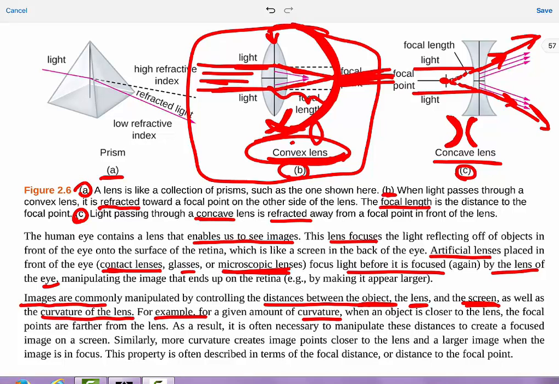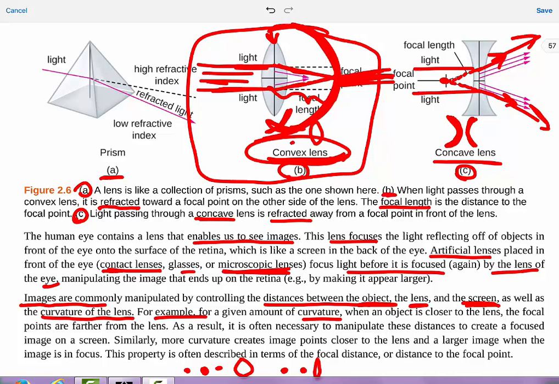So it's talking about if you have a lens that is very rounded versus a lens that's not quite so rounded, talking about convex lenses again, then they're going to have very different focal lengths. So then depending on where you need to have your specimen based on that lens. So as a result, it is often necessary to manipulate these distances to create a focused image on the screen. So what we're looking at.